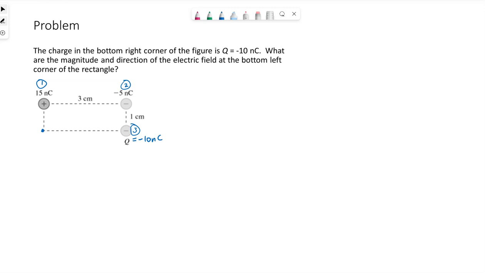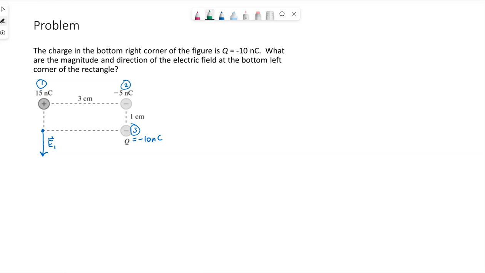So E1. So charge 1 is this top left positive charge. We know that positive charges create electric fields that point away from them. So I want to represent that at the dot where I'm trying to find the overall electric field. We'll find the numerical value in a minute.